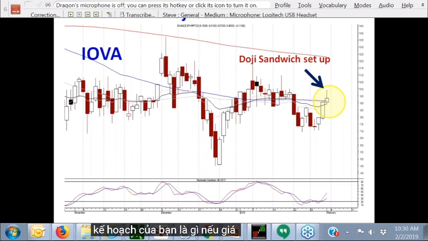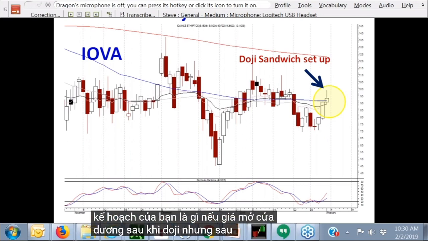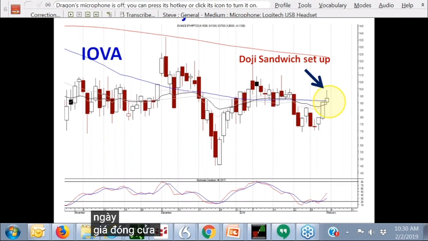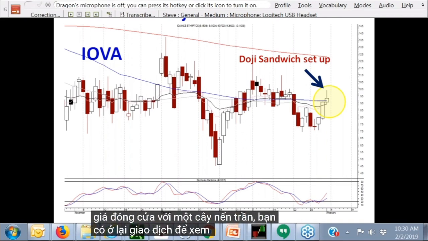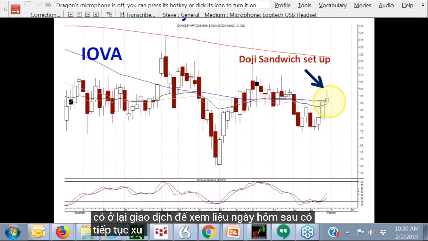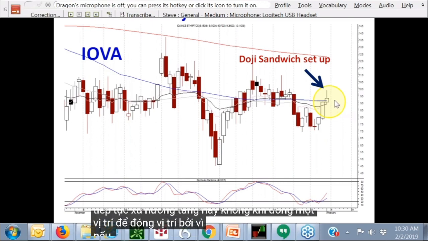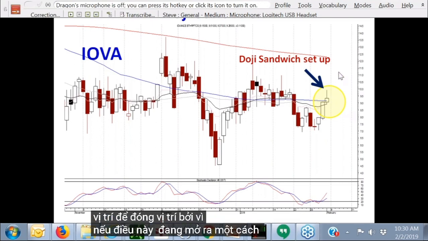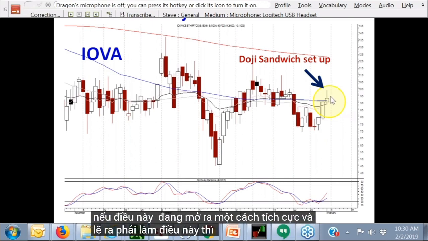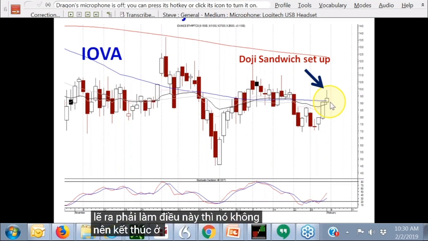What is your plan if price opens positive after a doji, but later in the day price closes with a bear candle? Do you stay in the trade to see if the next day resumes the uptrend, or do you close the position? To close the position, because if this was opening positive and it was supposed to be doing this, it shouldn't be closing back down here. That tells you a completely different story.